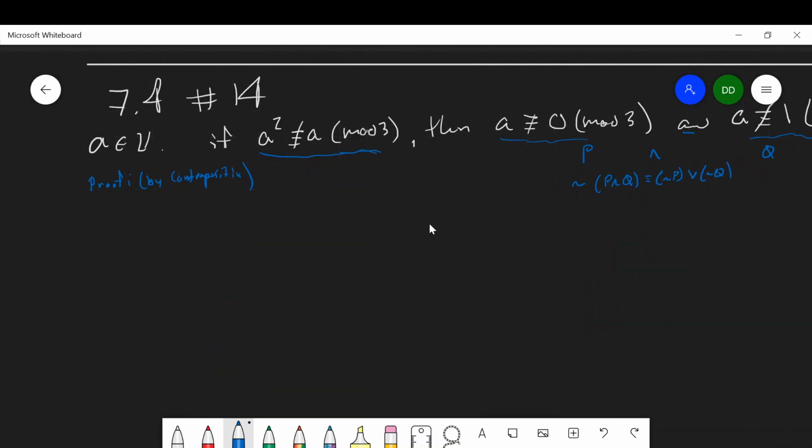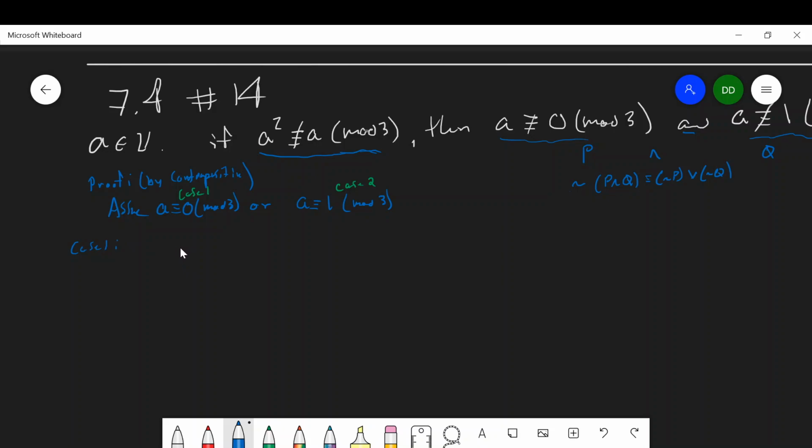So if I'm going by contrapositive, my assumption, well, I have two cases. So assume A is equivalent to 0 mod 3, or A is equivalent to 1 mod 3. This gives me my two possibilities. Anytime I'm split up into two possibilities like this, I can use a cases argument. So case 1, I'm just going to write this in green. This is going to be case 1, and this is going to be case 2. So assume A is equivalent to 0 mod 3. That's case 1.